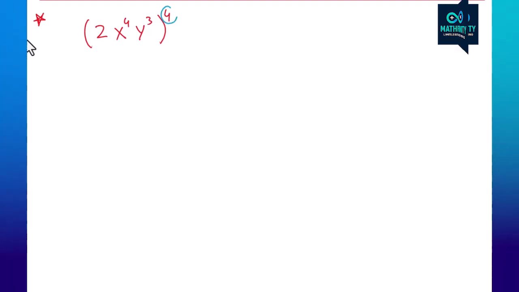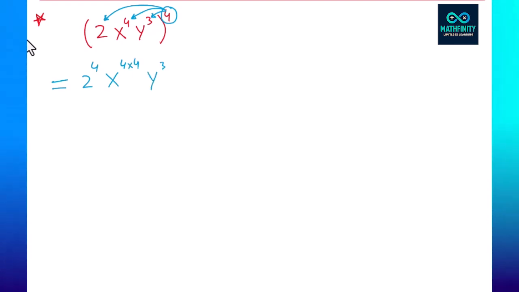So whenever you have to open the power, you have to distribute it to each member inside the bracket. Some students distribute this power only to the 2. That will be wrong. So you have to distribute it to each part. Powers will multiply with each other, and y power 3 times 4. Then what is the final answer? 2 times 2 is 4, times 2 is 8, times 2 is 16. x power 16, y power 12. This is the final answer.